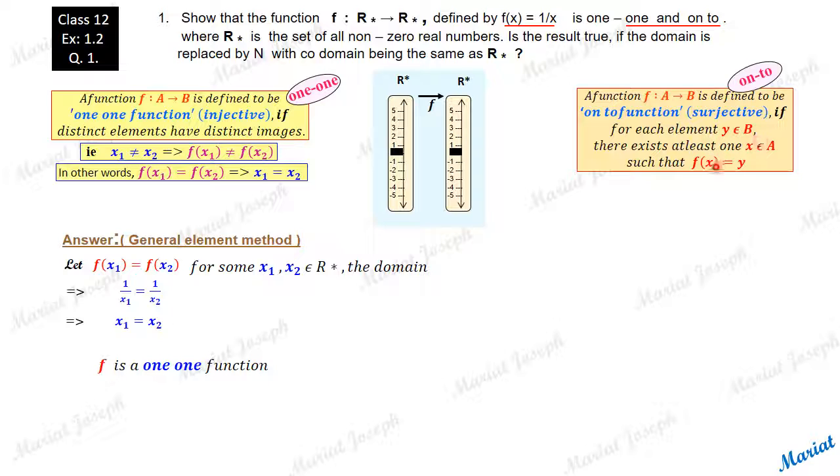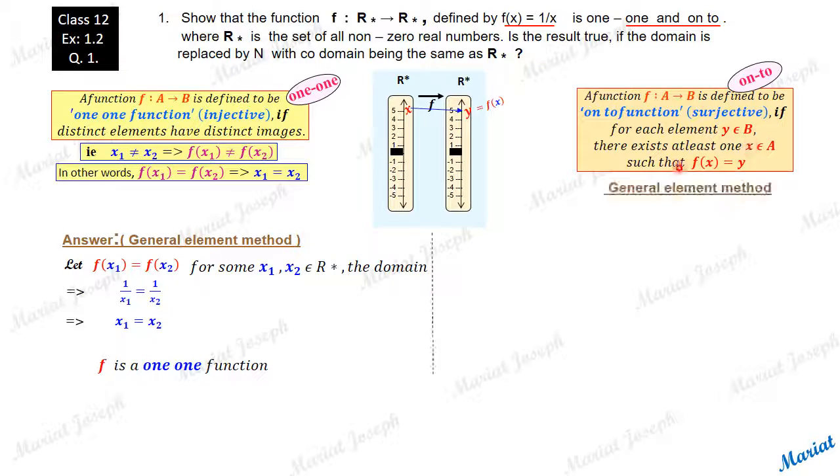Again, the three stages once more. For each element y taken in the codomain, there should exist at least one x in A, the domain. There should be an x in A, and that's not enough, such that the image of this x is y. That means f of x, its image, should be this y that you have started with. So these three stages are to be followed by this function. Then we can call this function an onto function.